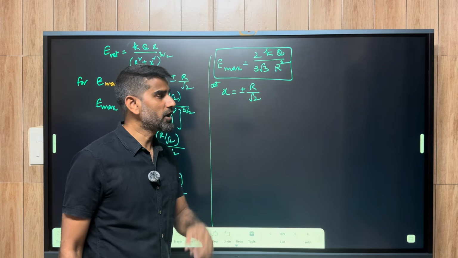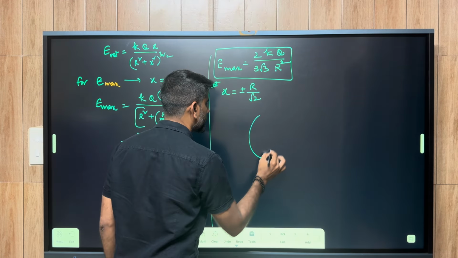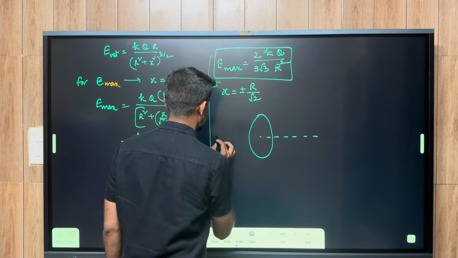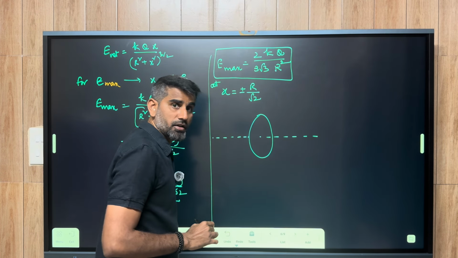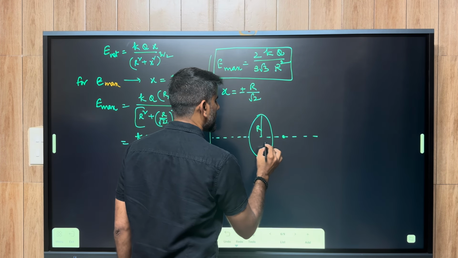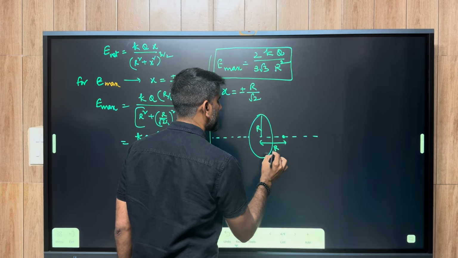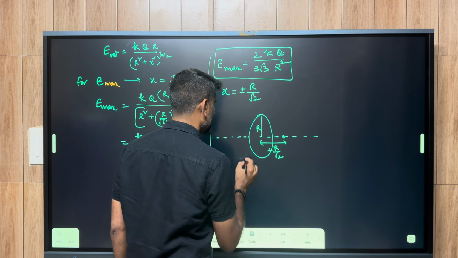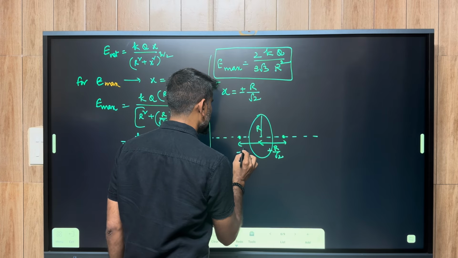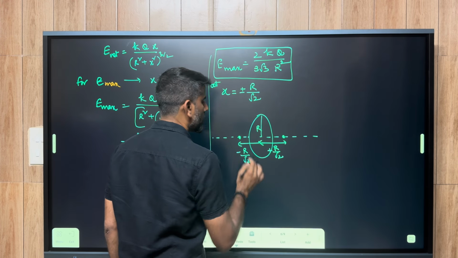Hope the point is clear. I am going to draw the diagram. So this is the ring that I have considered. Now the axis is this one on both sides, right? Now this is r, and this point is at a distance r by root 2, which is positive, and this is again a distance which is minus r by root 2.